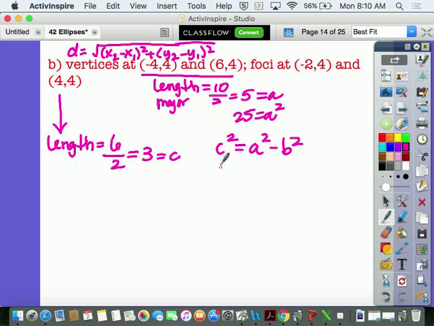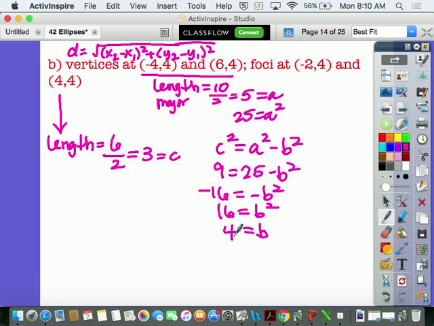C squared is going to be 9. We already know A squared is 25, so we're going to set this up and find B squared. Subtract 25 from both sides to get -16 equals -B squared. Divide by -1, take the square root, and B equals 4. Well, actually, we need B squared to write our equation, so I probably shouldn't take the square root, but it's okay. All right? So now we have our A squared, we have our B squared.